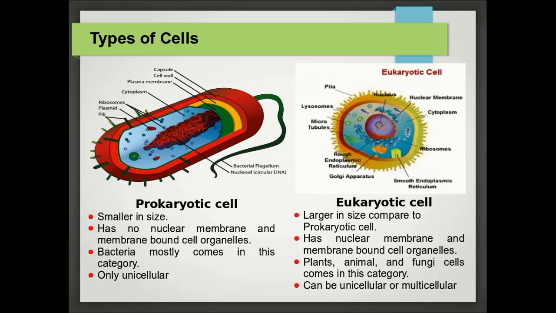Prokaryotic cells are smaller in size. These cells lack nuclear membrane and membrane-bound cell organelles. Examples of prokaryotic cells are bacteria. Eukaryotic cells are larger than prokaryotic cells. These cells have a nucleus and all membrane-bound cell organelles. Examples are plants, animals and fungi.